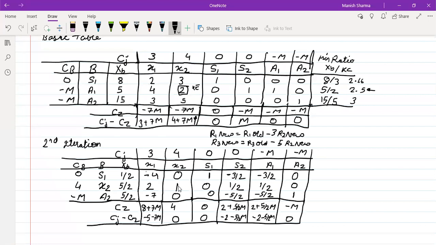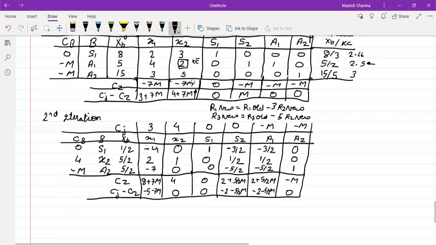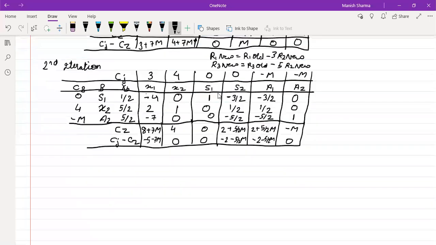If not, then we will see what are our basic variables. So basic variables are S1 is equal to 1 by 2, X2 is equal to 5 by 2, and A2 is equal to 5 by 2, correct? These are our basic variables?